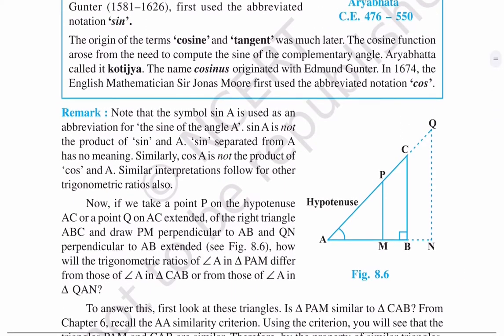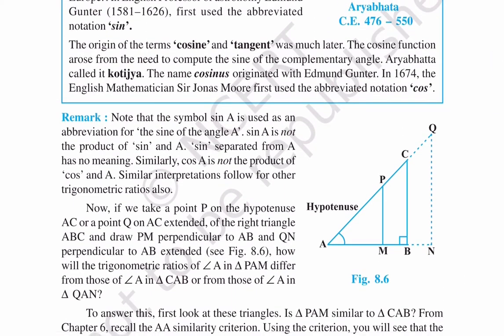Now let us consider the symbol sin A, as I told you, that is sine of the angle A. Sin A is not the product of sine and A. If we write sine of angle A, that means this is the whole quantity. This is not the product of sine and angle A, right? Similarly, cos A is not the product of cos and A. So please don't be confused that these are products. These are a single quantity.